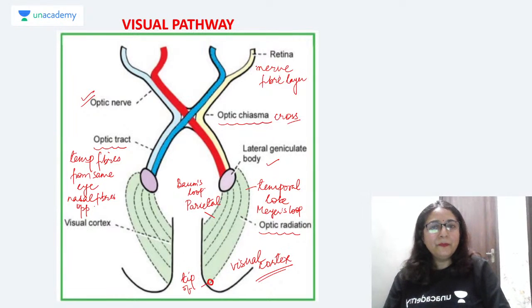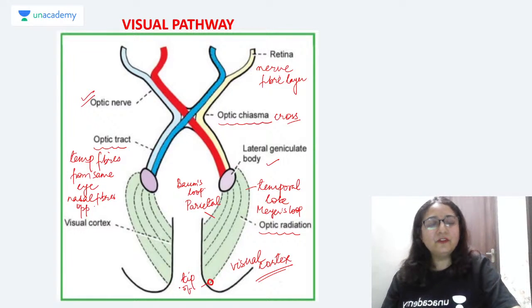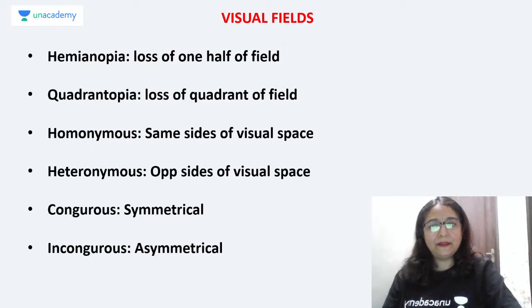So our optic nerve, decussation at the optic chiasma, optic tract containing temporal fibers from the same eye and nasal fibers from the opposite side, temporal radiations, parietal radiations, visual cortex. This is how the important landmarks of the visual pathway are there.